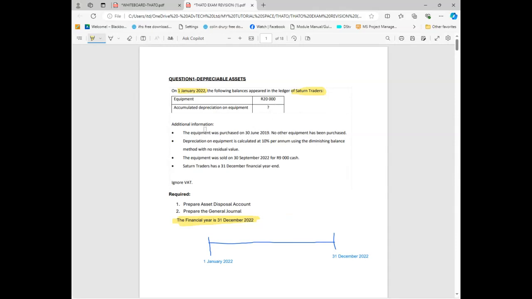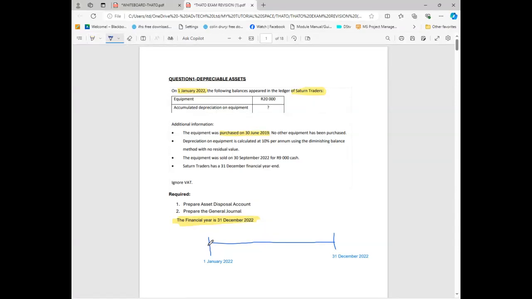Now, let's go to the additional information here. They say equipment was purchased when? On the 30th of June 2019. Is it the current year or before our current year? Before our current year. The reason why they gave you this is because they want you to find the accumulated depreciation. You must calculate accumulated depreciation from the date you bought it.